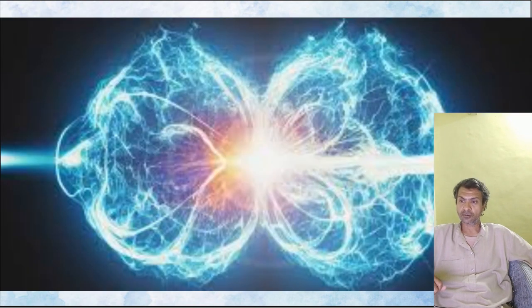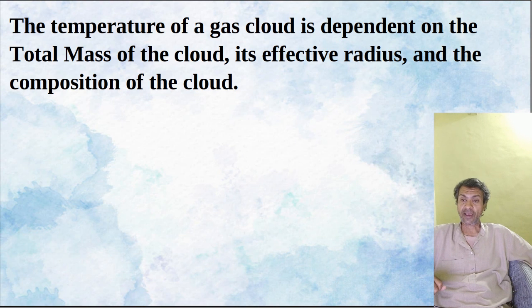At some point, the core of the cloud, where the pressure and temperature are the greatest, finally reaches the critical temperature required to begin nuclear fusion. Quantum tunneling becomes a potential possibility. Quantum tunneling ignites the fusion and the cloud turns into a star. So, it is clear that the temperature of a gas cloud is dependent on the total mass of the cloud, its effective radius, and the composition of the cloud.